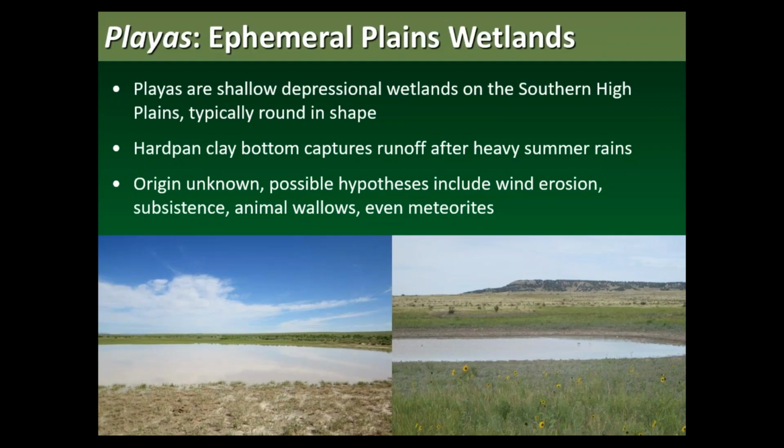The last wetland type I'm going to highlight is playas, which are ephemeral wetlands on our plains. Playas are shallow depressional wetlands in the southern high plains, typically small and round in shape. The playa's hard-pan clay bottom captures runoff after heavy summer rains. The origin of these wetlands is unknown, but possible hypotheses include wind erosion, subsidence, animal wallows, and even meteorites. A key characteristic of Colorado's playas is that they can go years without filling if the rains don't come.